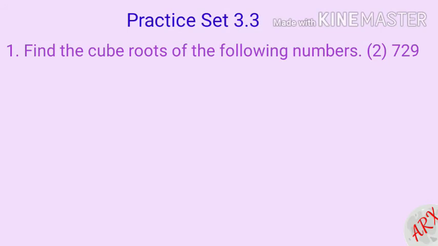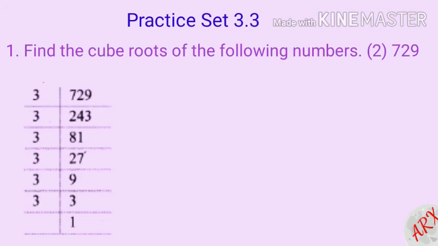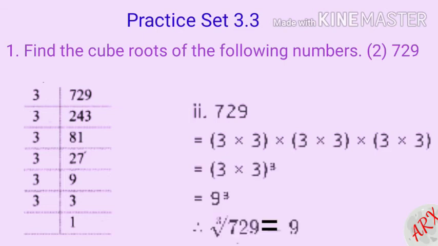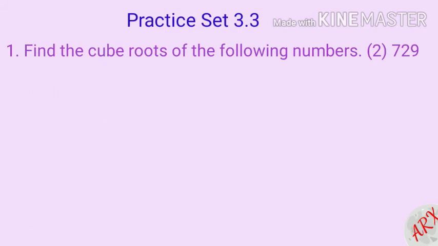Question number 2. 729. Now, if we put factors of 729 as you can see on the screen, the factors will be 3 into 3 into 3 into 3 into 3 into 3. So, that is 3 into 3 raised to 3. 3 into 3 will be 9. So, 9 cube. So, cube root of 729 will be 9.